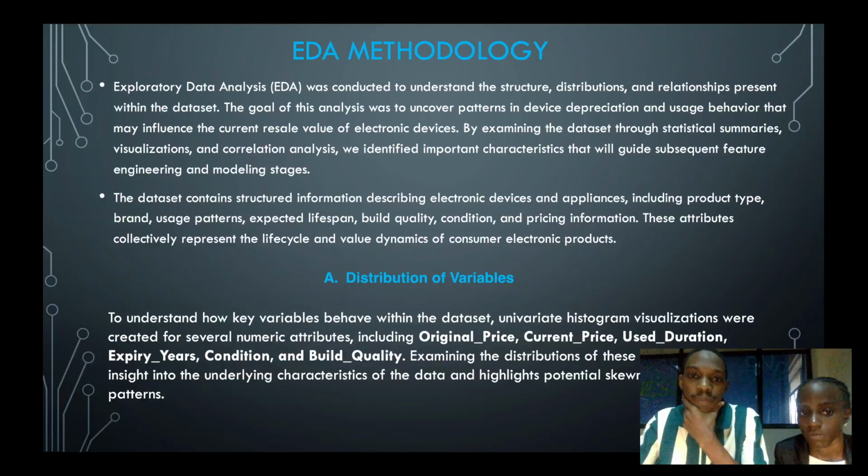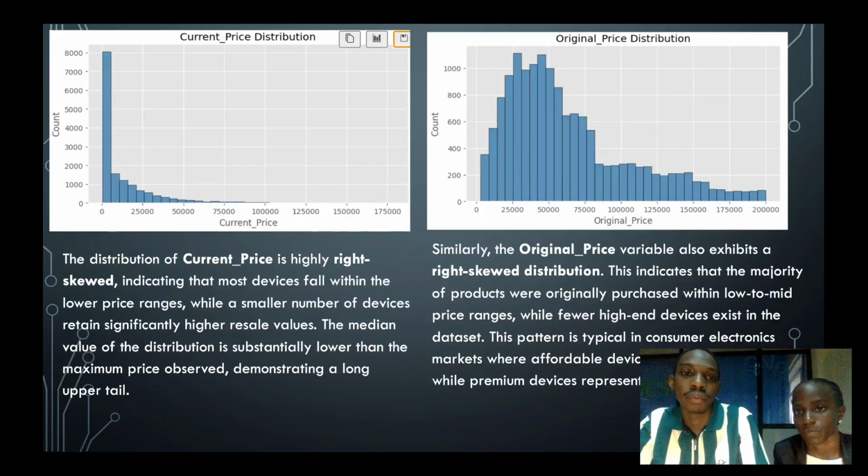So first, in the EDA, we had distribution of variables. We wanted to understand how key variables behave within the dataset. Univariate histogram visualizations were created for several numeric attributes. Examining the distribution of these variables provides insight into underlying characteristics of the data, highlighting potential skewness or structural patterns.